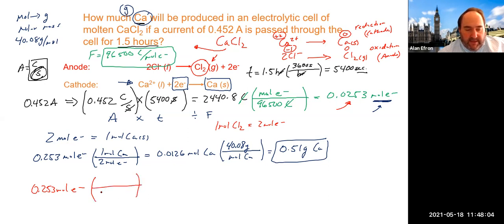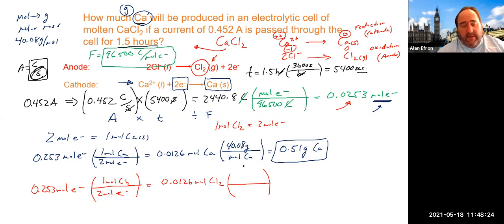Not always the case, but we get 2 moles of electrons and 1 mole of Cl2 would give us 0.0126 moles of chlorine. If we were interested in how many grams that would be, we could use the molar mass of chlorine, which would be 35.45 times 2, 70.90. And that would get us 0.0126 times that, 0.89 grams of chlorine gas would be produced.